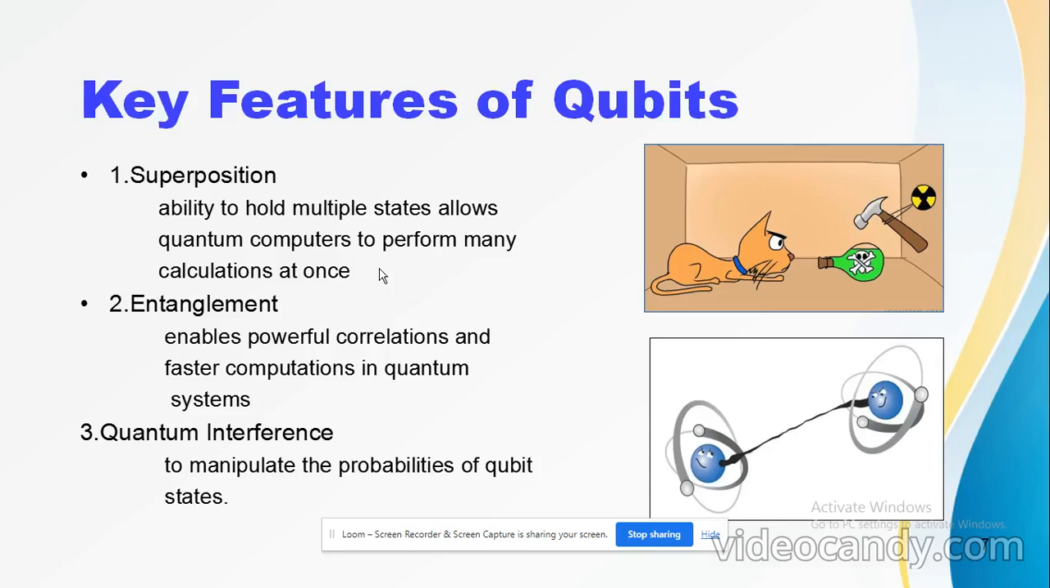Now coming to quantum interference. Quantum computers use interference to manipulate the probabilities of qubit states. By amplifying the probabilities of correct solutions and cancelling out the incorrect ones, quantum computers can solve certain problems more efficiently. So these are the characteristics of quantum mechanics which make quantum computing very interesting to study and implement.